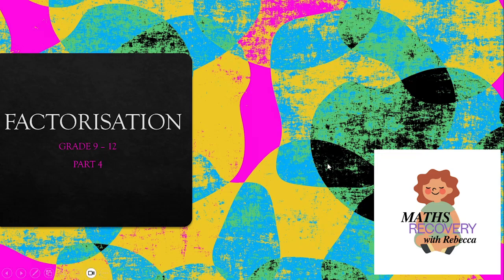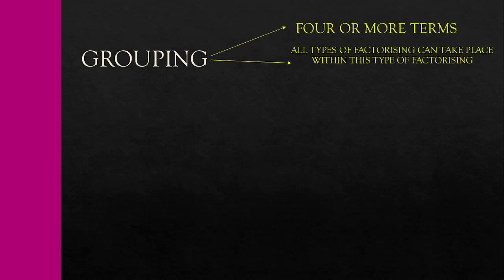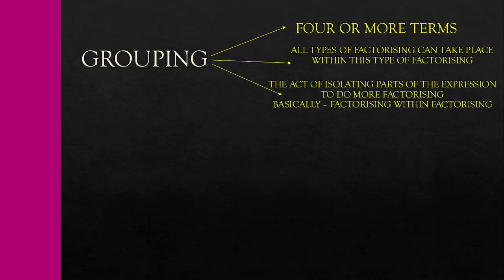So today we are going to be looking at part 4. We've moved away from trinomials. We are going to be looking at a special type of factorizing called grouping. The reason why I call grouping special is because it can have 4 or more terms. All types of factorizing will take place within this one type of factorizing. It is the act of isolating parts of the expression to do more factorizing. So basically when you're doing grouping, you're doing factorizing within factorizing.